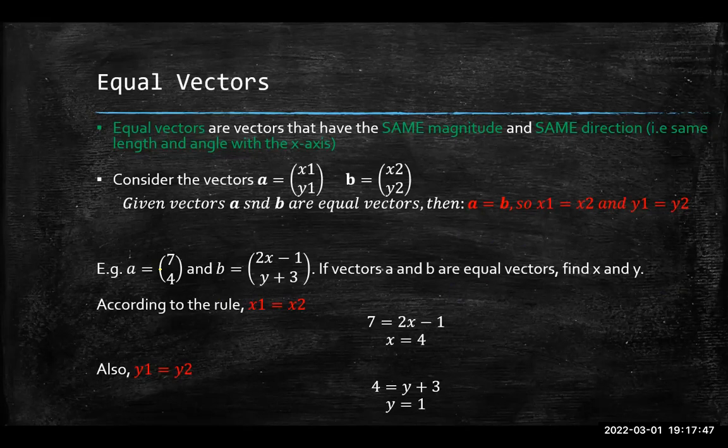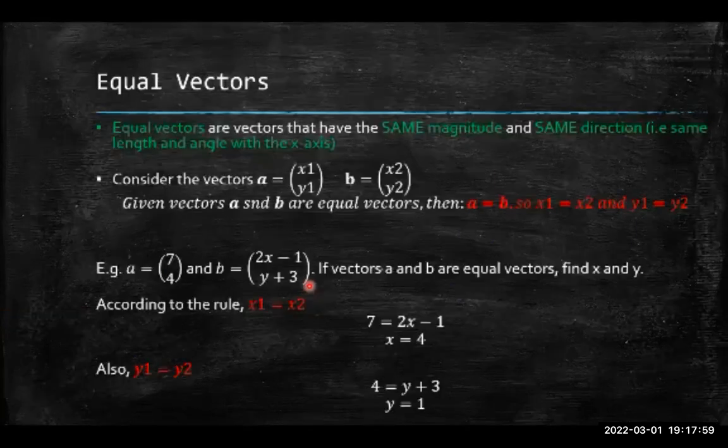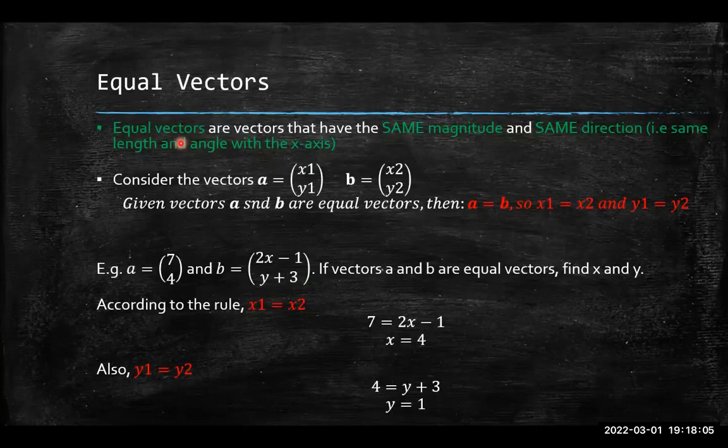So x1 has to be equal to x2, and y1 has to be equal to y2. That's just the definition of an equal vector. They have the same components. So x1 is equal to x2, y1 is equal to y2. So according to the rule, x1 is equal to x2.